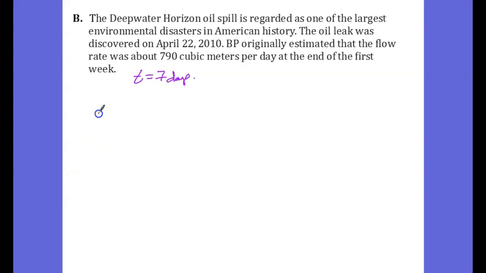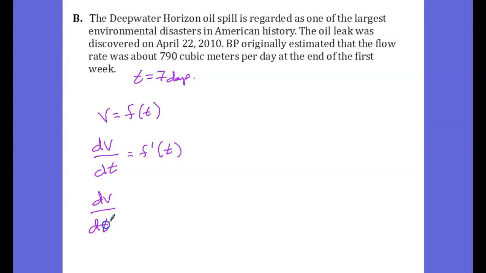Let's write a function. So volume is equal to a function of time. Differentiating, we have dV/dt is equal to F prime of t. And so dV/dt evaluated at t equals 7 days would be equal to F prime of 7, which is equal to a positive 790 cubic meters per day. This is a positive rate of flow because it is an outflow.